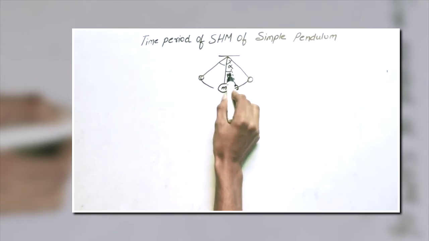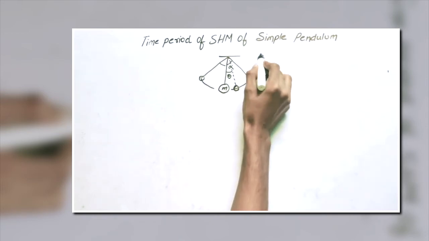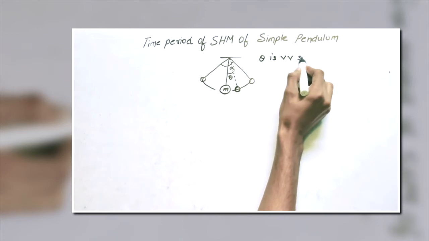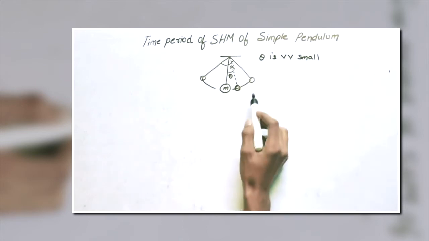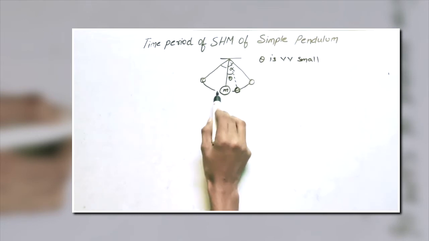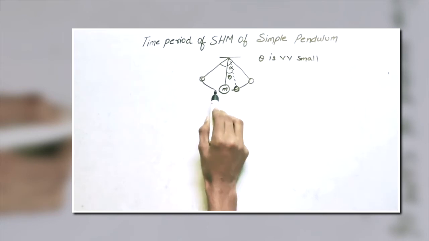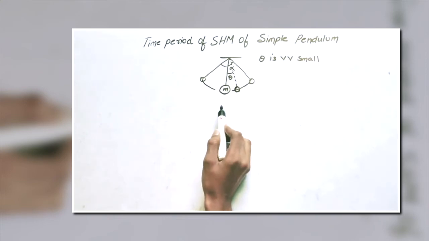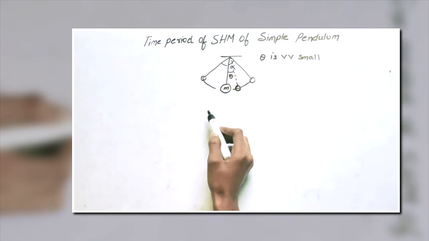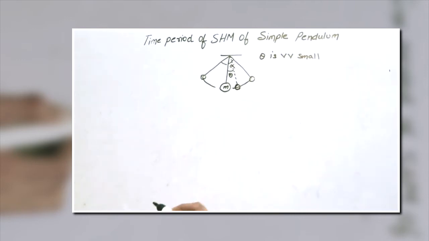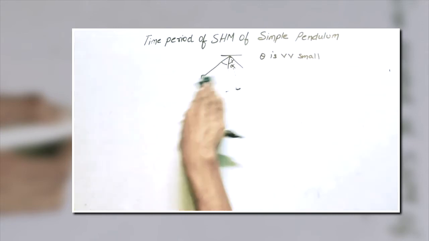This theta is very small, due to which it will undergo oscillations of extremely small amplitude, and we will consider those oscillations and try to prove them as SHM. So I am drawing that case once again.